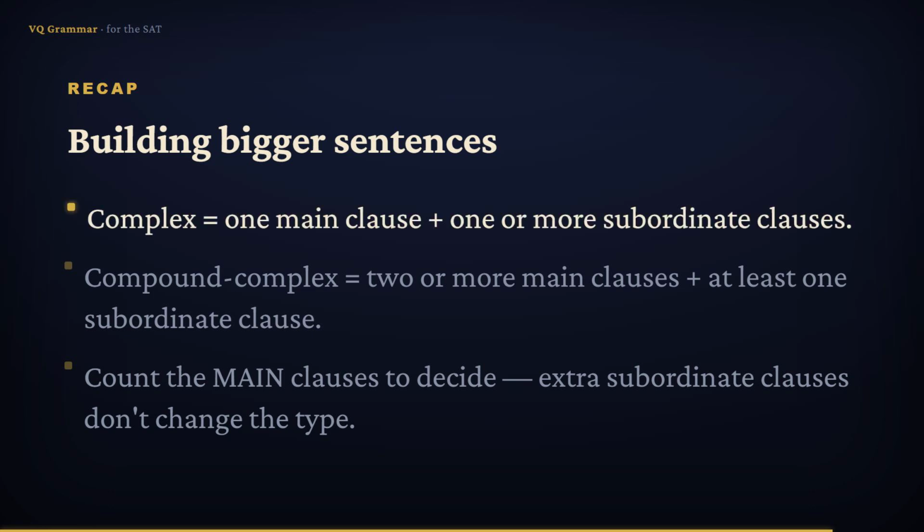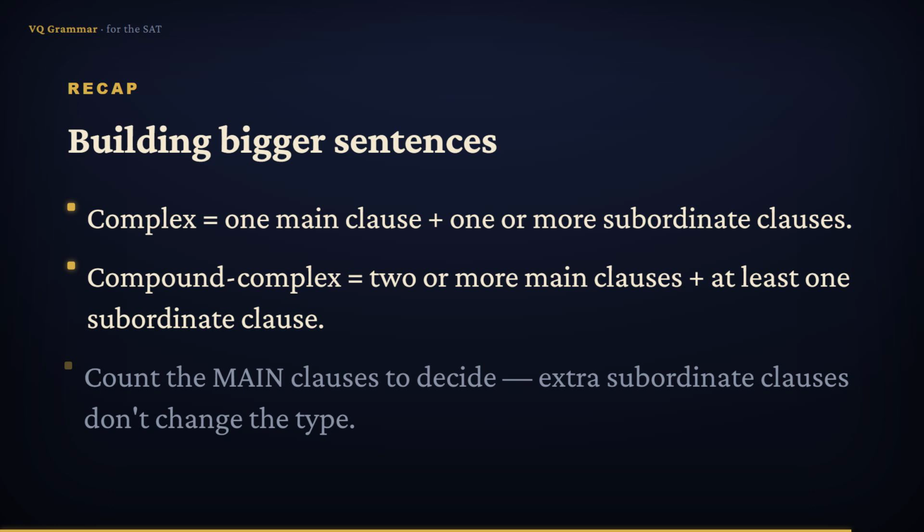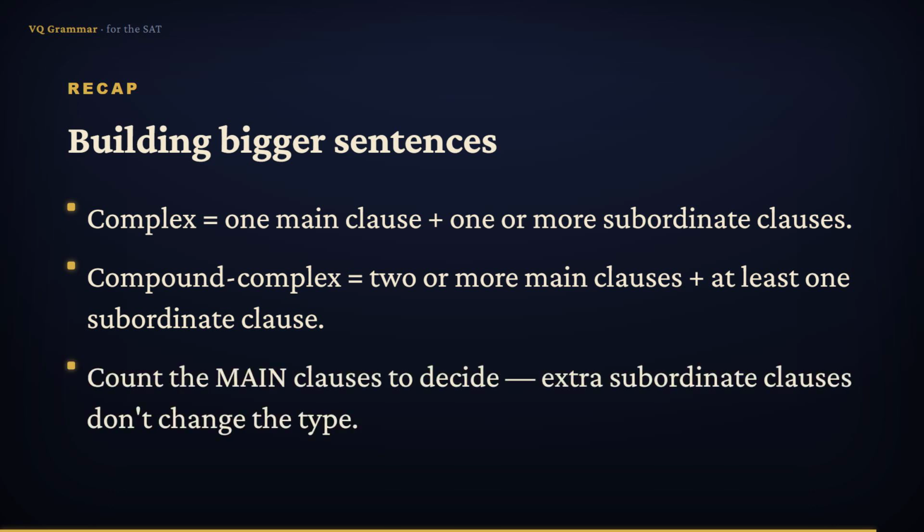Let's bring it together. A complex sentence has one main clause plus one or more subordinate clauses. A compound complex sentence has two or more main clauses plus at least one subordinate clause. The key is to count the main clauses. One main clause means complex, while two or more means compound complex, no matter how many subordinate clauses tag along. Great work! In Lesson 26, we'll zoom in on one kind of subordinate clause, the adjective clause.